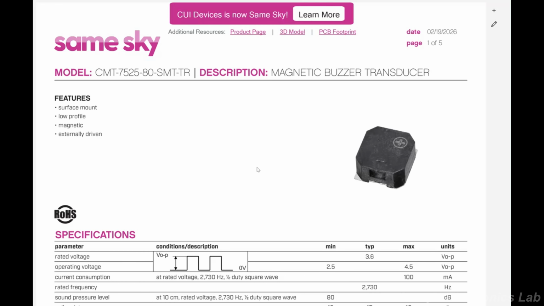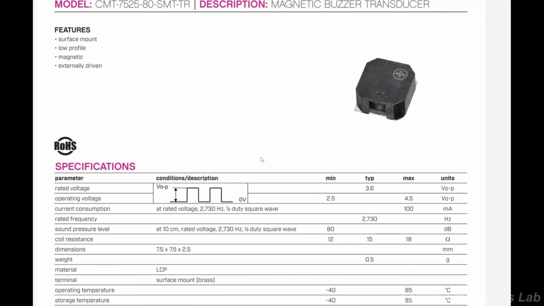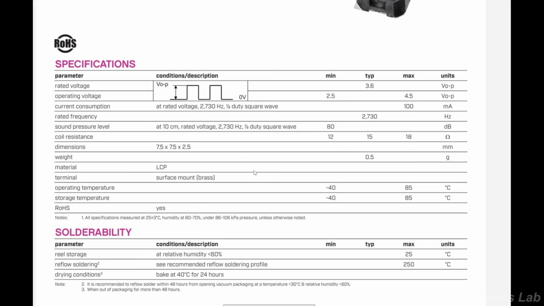Magnetic buzzer transducer, it's called. Surface mount, low profile magnetic, means it has a coil inside, externally driven. So the rated voltage is typically 3.6 volts, all right? Operating voltage is 2.5 to 4.5, and current consumption is 100 milliamps.